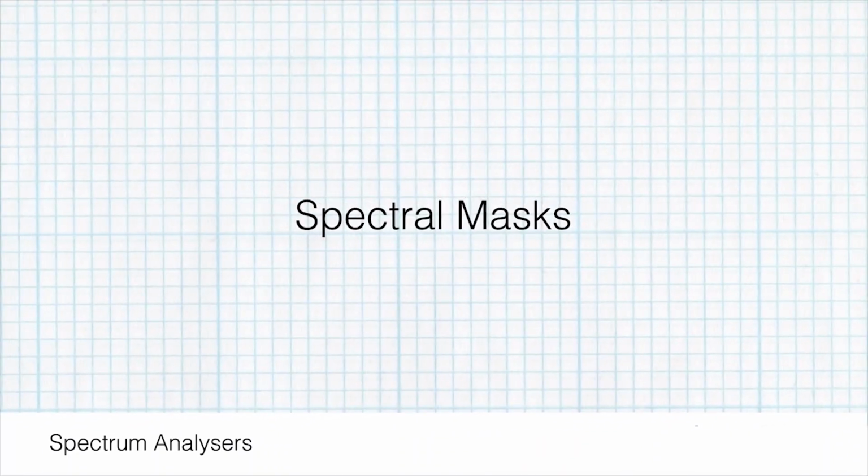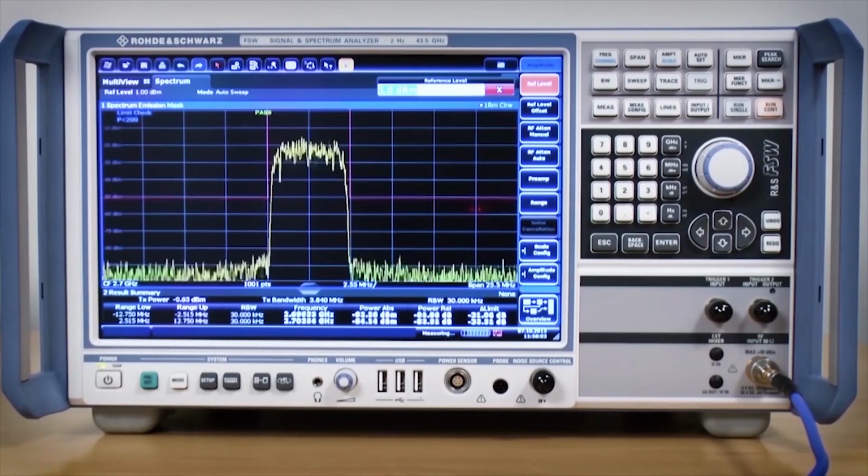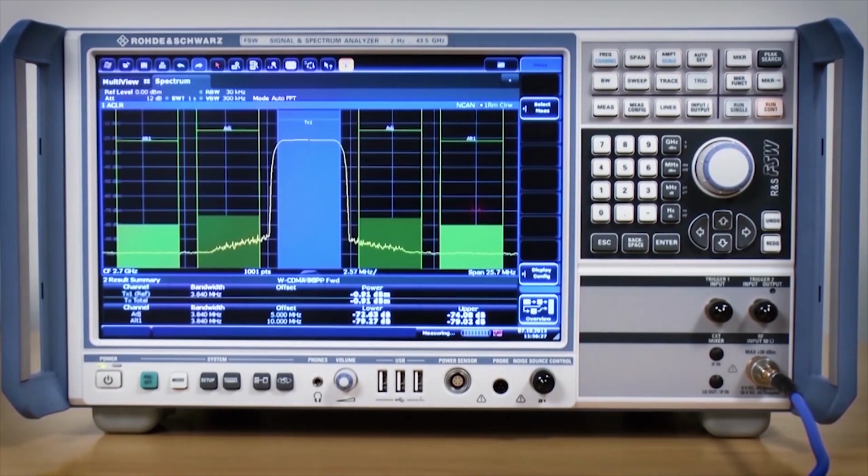Spectral masks are very useful for seeing whether a signal and its spurious emissions fall within acceptable limits. The mask sets out the maximum level at a given point. For this example, the signal in yellow can be seen and the mask can just be seen in red. As the signal falls within the red outline, it passes this test. A more complicated example can be seen here with a wideband CDMA signal. The test is ensuring that the level of spurious signals in adjacent channels falls below the accepted levels defined by the mask.